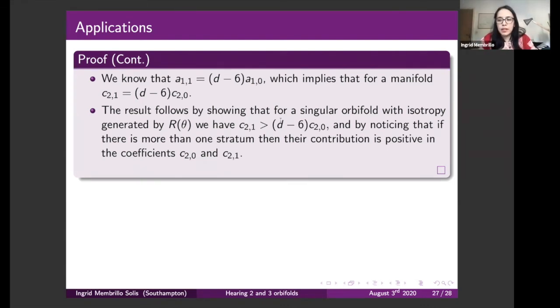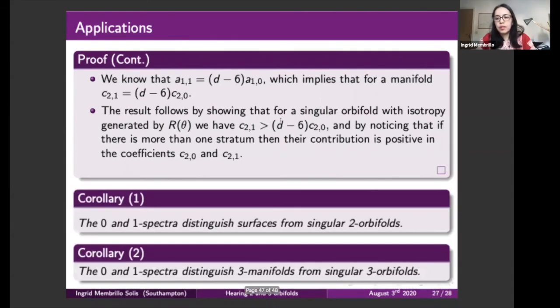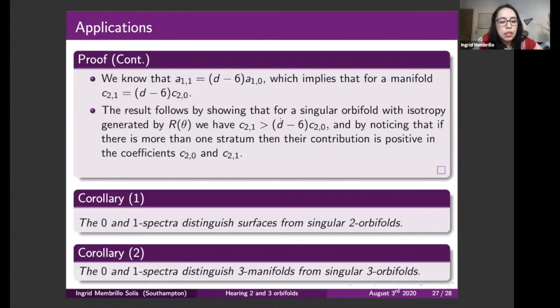And as a corollary, what we get is the following: the 0 and 1 spectra distinguish surfaces from singular orbifolds, and also the 0 and 1 spectra distinguish 3-manifolds from singular 3-orbifolds. And how did we get this? Well, of course, using this result plus the result of the parity theorem. So it doesn't matter what the parity of our stratum is, we can hear it.